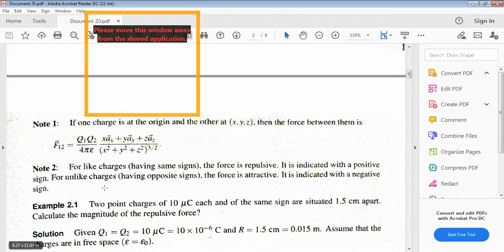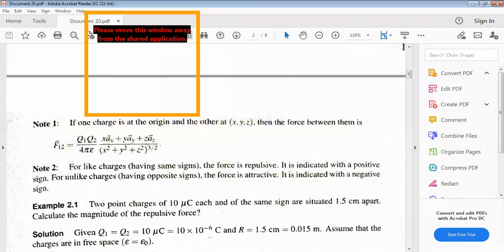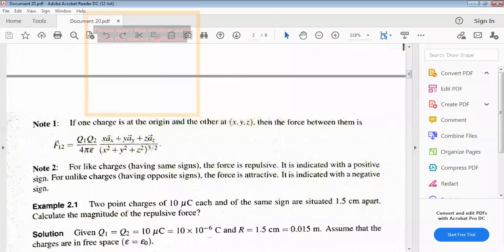Already you know that the same charges repel each other and opposite charges attract each other, right? The same charges, having identical signs, the force is repulsive. Opposite signs attract each other: positive and negative attract each other, negative and negative repel each other. It is indicated with a negative sign, for convenience.